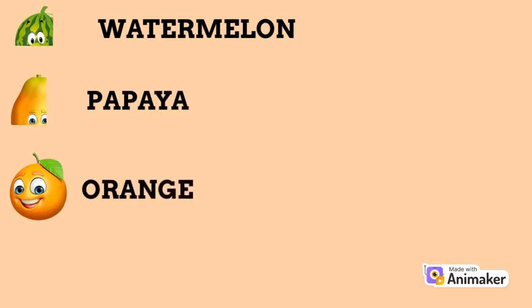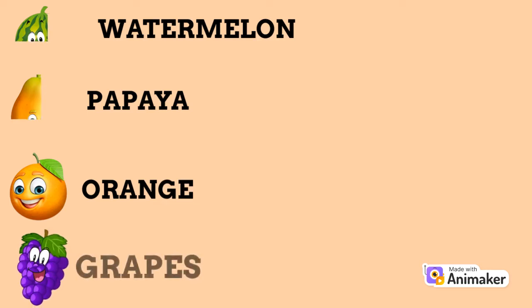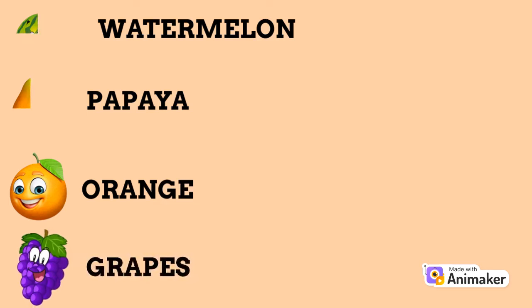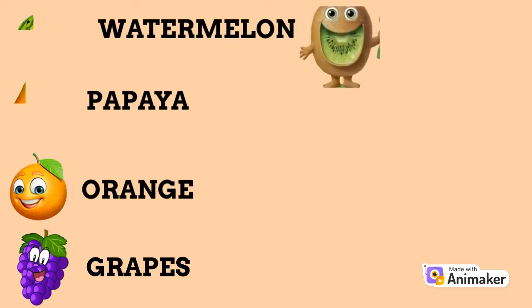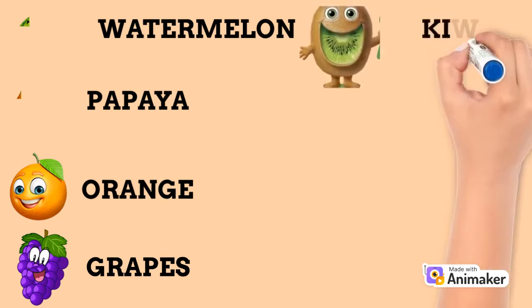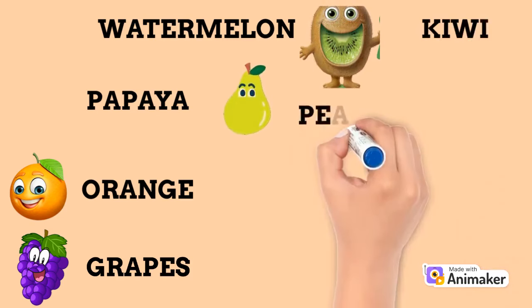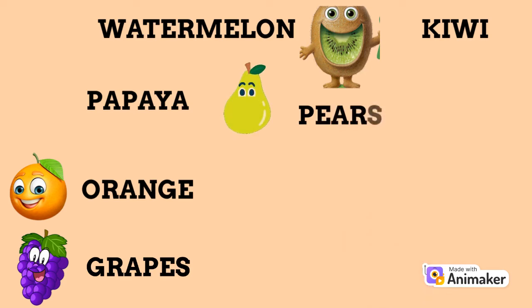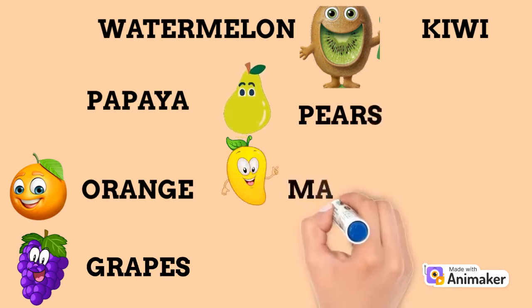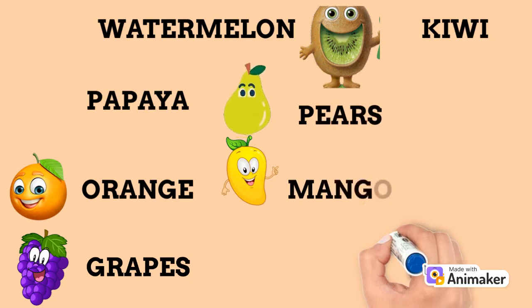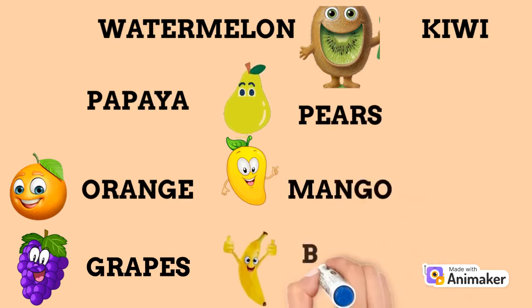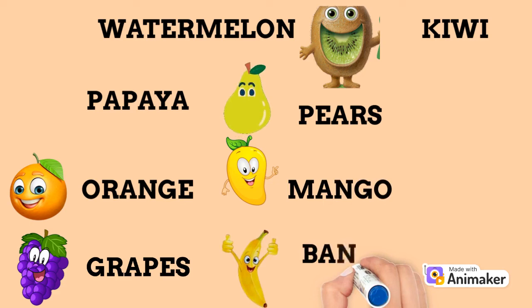Papaya. P, A, P, A, Y, A. Orange. O, R, A, N, G, E. Grapes. G, R, A, P, E, S. Kiwi. K, I, W, I. Pears. P, E, A, R, S. Mango. M, A, N, G, O. Banana. B, A, N, A, N, A.